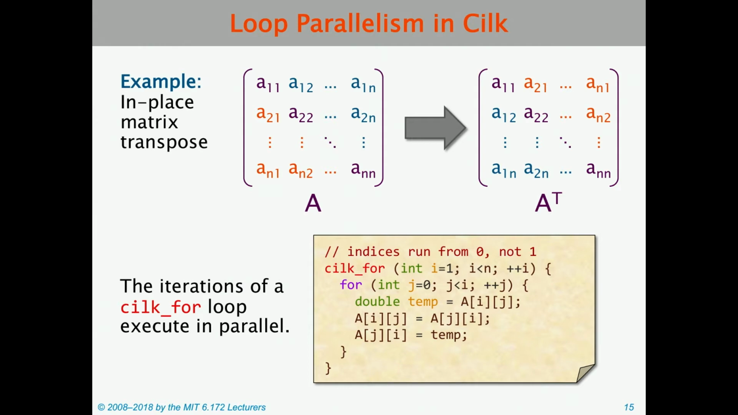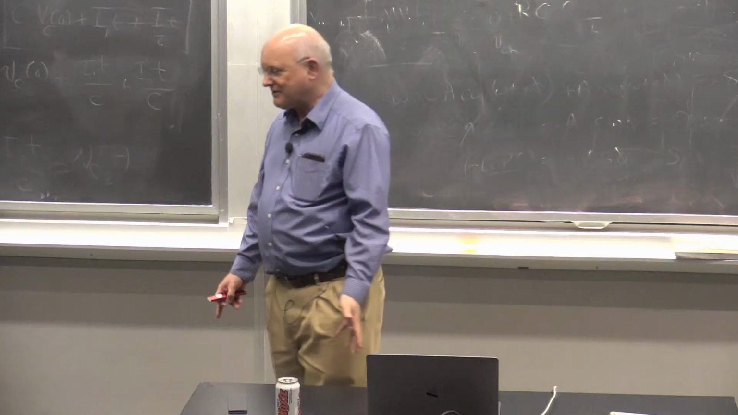So we're running the outer index from I equals 1 to n. I'm actually running the indexes from 0 to n minus 1, okay? And then the inner loop goes from 0 up to I minus 1. Now, I have seen people write transpose code.